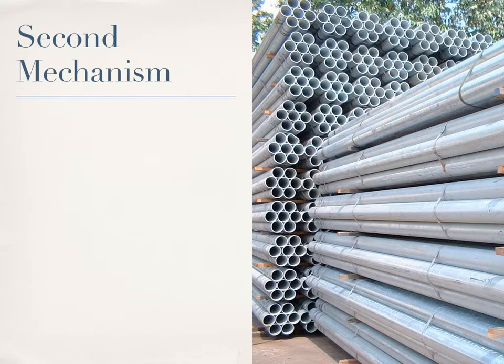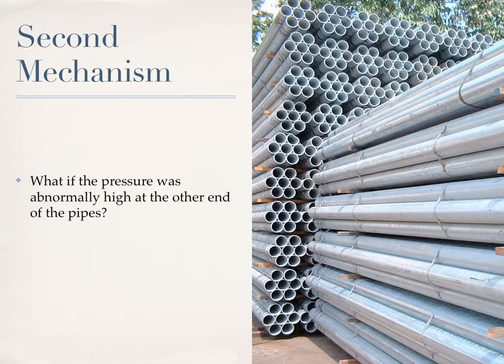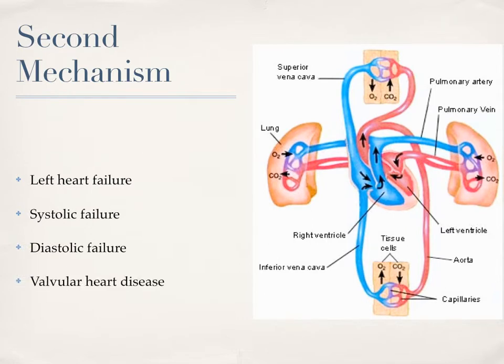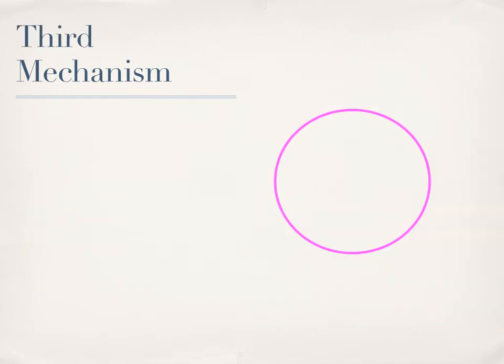The second mechanism to think about is what if the pressure was abnormally high at the other end of the pipes. And so here, think about left ventricular failure. As I mentioned before, if the pulmonary vein pressure is high, then you've got to add that in and you'll get elevated pulmonary artery pressure. The things that can cause that could be left heart failure, which could be systolic, could be diastolic, maybe valvular heart disease. Any of those things can cause the pulmonary vein pressure to be elevated.